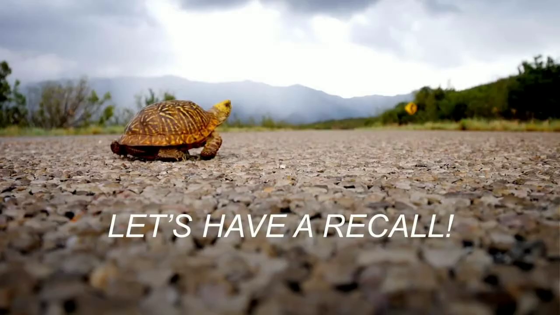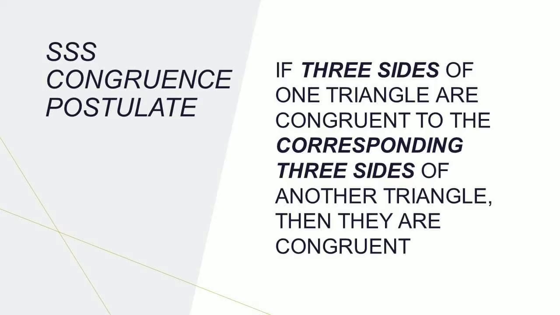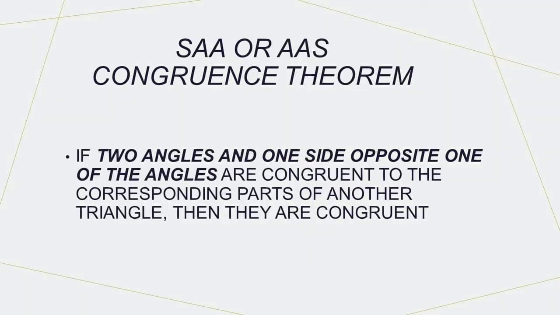Before we start, let's have a recall about SSS postulate and SAA theorem. So, SSS congruence postulate: if three sides of one triangle are congruent to the corresponding three sides of another triangle, then they are congruent. Then in SAA or AAS congruence theorem: if two angles and a side opposite one of the angles are congruent to the corresponding parts of another triangle, then they are congruent.